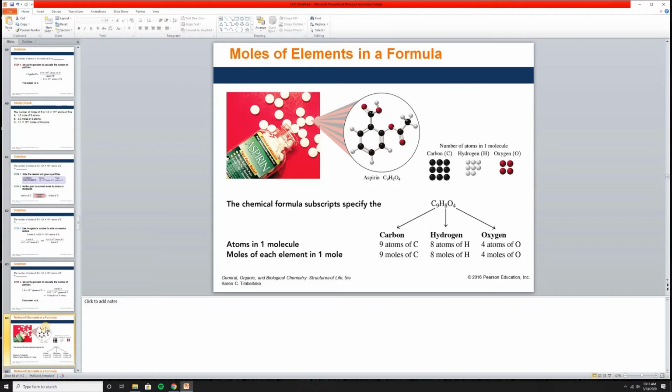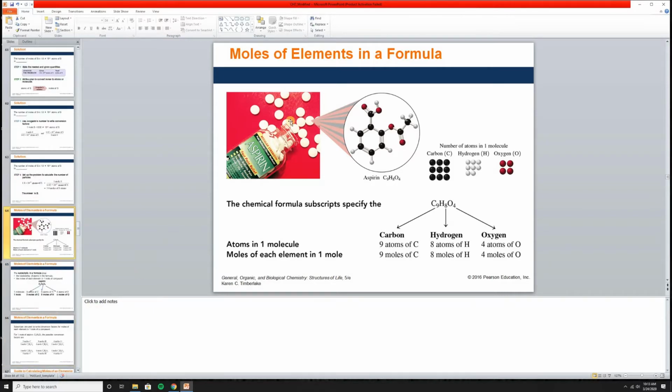Okay, so now we can talk about moles of elements in a formula. We have chemical formulas such as aspirin, C9H8O4. It's a lot of atoms in there, right? Another way we can look at moles is that 1 mole of aspirin contains 9 moles of carbon, 8 moles of hydrogen, and 4 moles of oxygen. That's one way we can look at it.